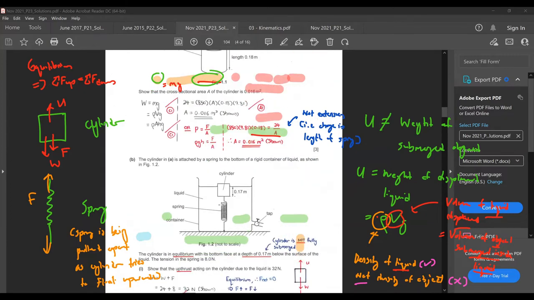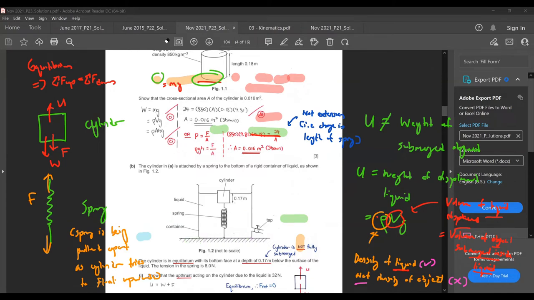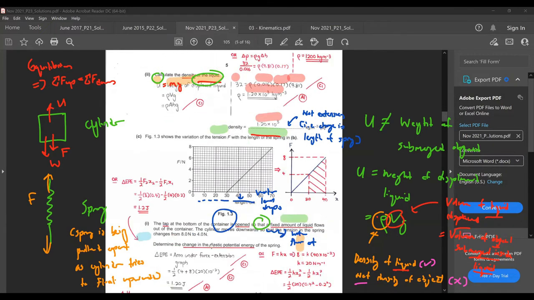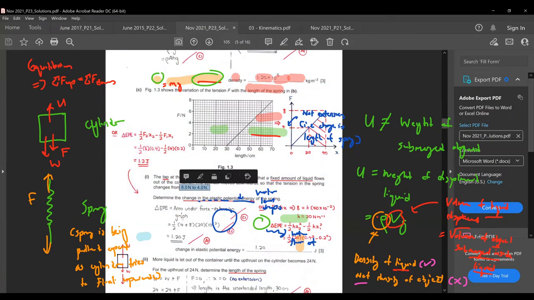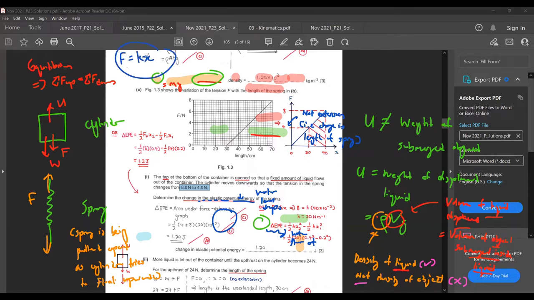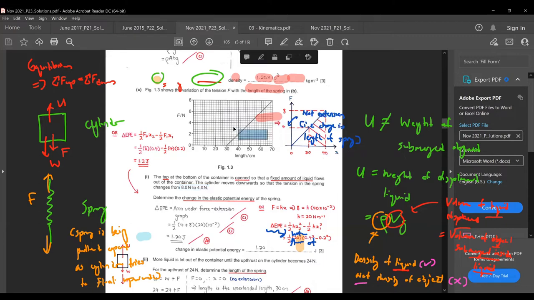So right now what's happening is that if you look at this diagram here, the moment they open this tap, water will flow out. The water level here will start to drop. So when your water level drops, your spring isn't being extended as much anymore. So the force acting on the spring will drop. That's why they say that as water is flowing out, the tension in the spring changes from 8 Newton to 4 Newton. It's because your length is actually decreasing. Then your force would obviously decrease too, because F equals Kx, where x is your extension or compression in some cases. So right now they want you to find out the change in EPE of the spring.